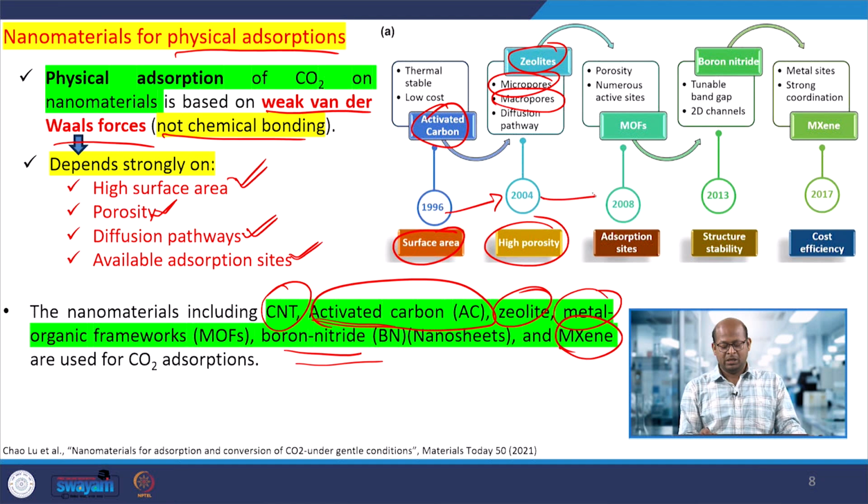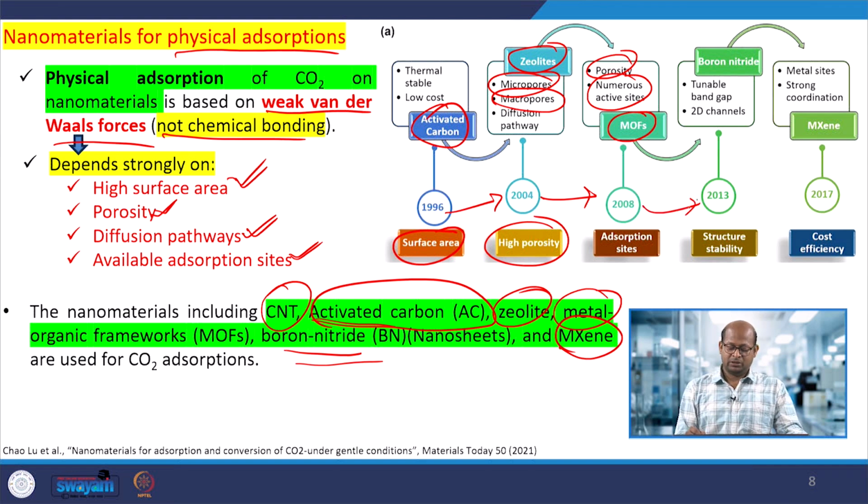And later another type, MOF type of materials, has been developed. It has high porosity and various active sites are present in those materials, and therefore it can capture or absorb so much CO2, better than other materials.